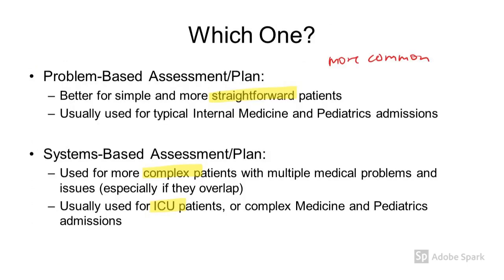So which one do you use? For most of your year, you'll be using problem-based assessment plans. Better for simple and more straightforward kind of patients. It's more common on your internal medicine and pediatrics rotations. But systems-based assessment plans are usually used for more complex patients with multiple medical problems, especially some that overlap. And then they're usually used for ICU patients or complex medicine or complex pediatrics patients.